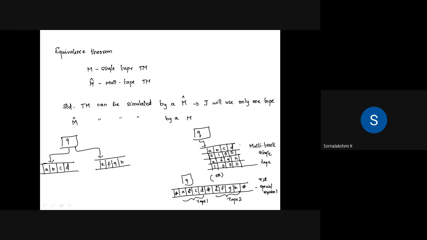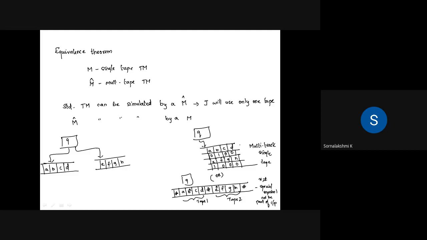I use special symbols to separate n number of tapes, I use hash. And to represent the head position in each tape, I use the symbol asterisk. Both are special symbols, and they should not be part of the input string. Okay, so this is how we simulate a multi-tape machine with a single tape. So this is the equivalence. Both are the same in power.